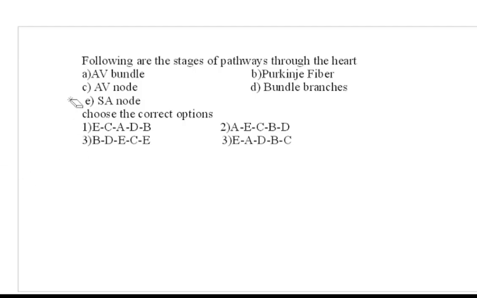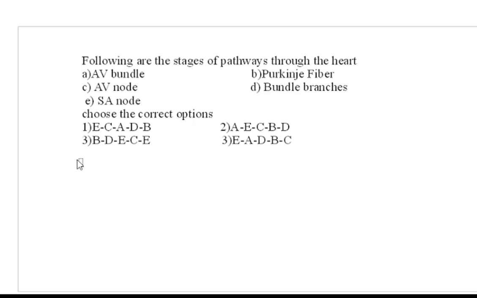It is from the double circulatory system of the human heart. The question says: following are the stages of the pathway through the heart. AV bundle, Purkinje fiber, AV node, bundle branches, sinoatrial node. Choose the correct option. We have to arrange these in sequential order. As we know, the sinoatrial node is the first one.